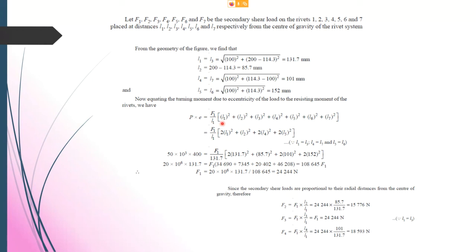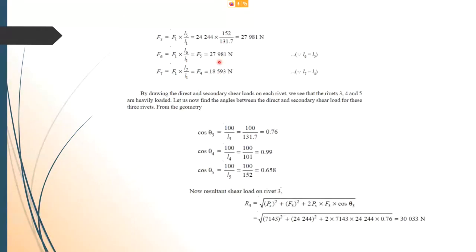And then remember this formula, which is also equal to PE. All the lengths you have already calculated, so from here you can make F1 the subject. Then you can find out F1 to be 24,244 Newton. Based on the formula that we have derived just now, place your F1, which you have calculated, with all the lengths. You can find out your F2 to F7.